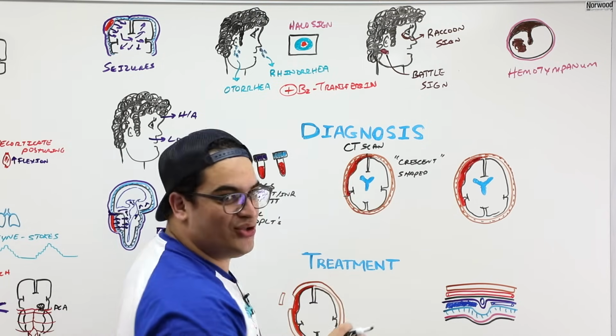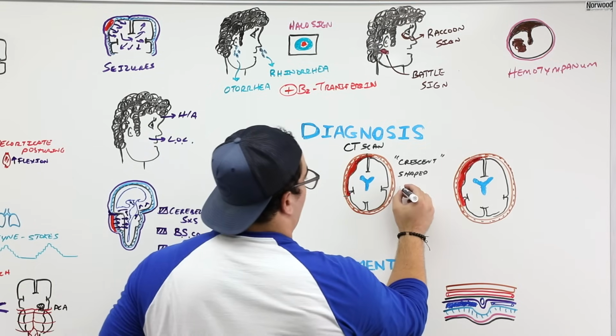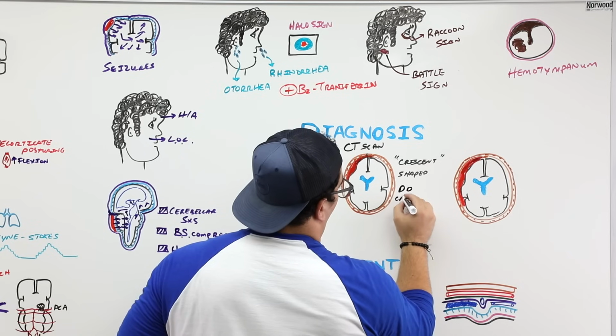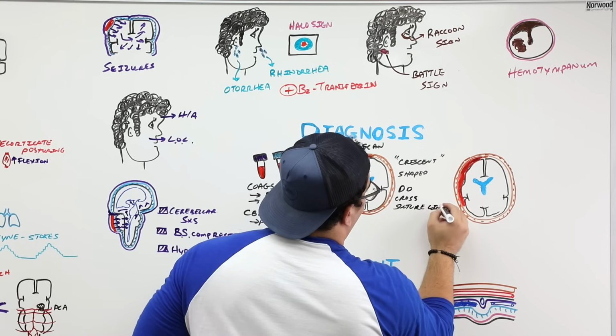The other thing is, not only is it crescent-shaped, but you know here you have these sutures. These don't obey the suture lines. They can cross the suture lines. So remember, they do cross the suture lines. Now there's one more thing.